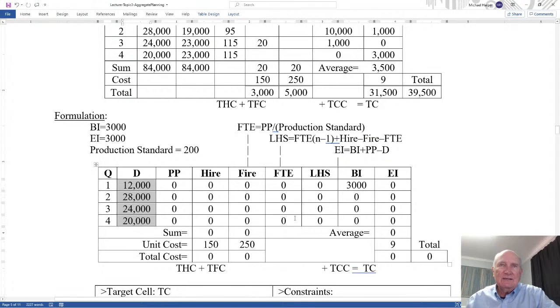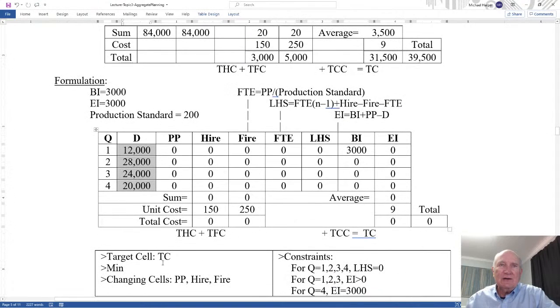Now in this case, we're going to notice down here I have my target cell, this right here. I want that to be minimized. I want to minimize my total cost. And then by changing the production, hire, and fire, so these cells here, these are going to change.